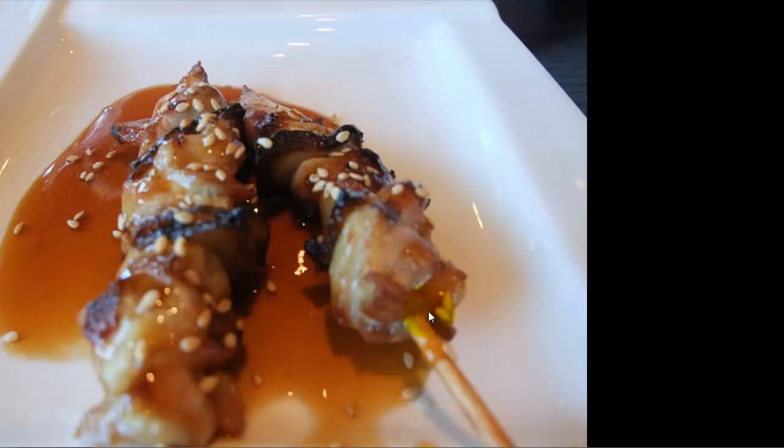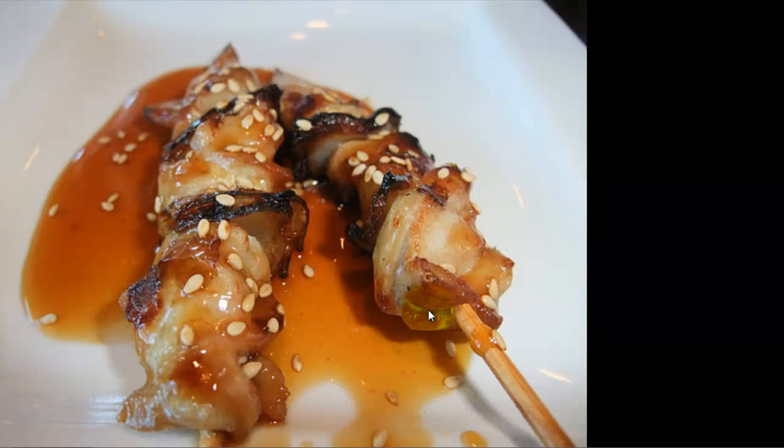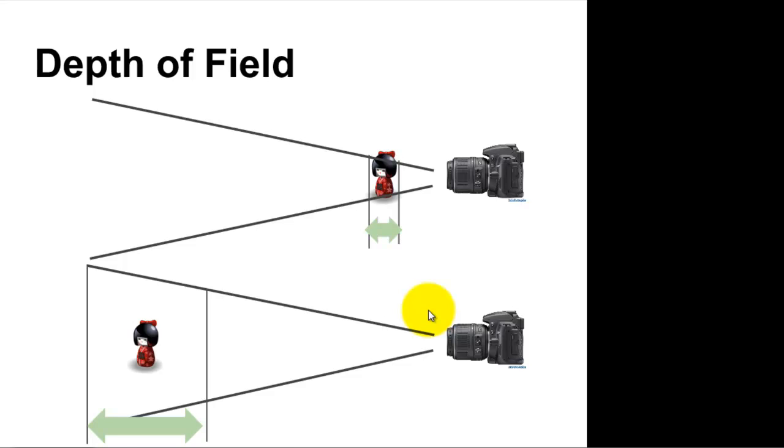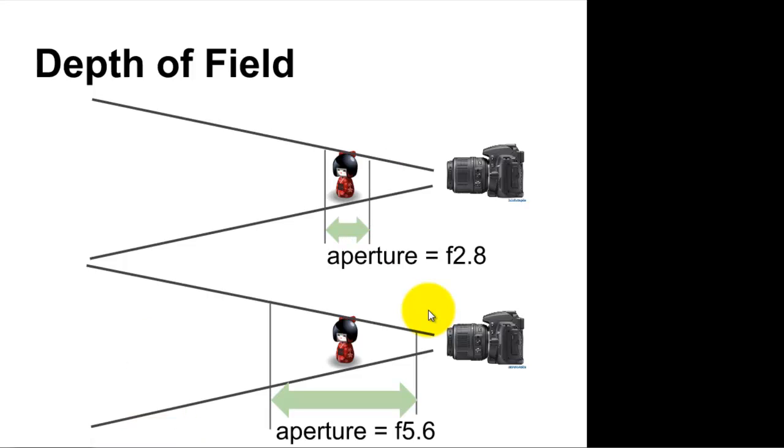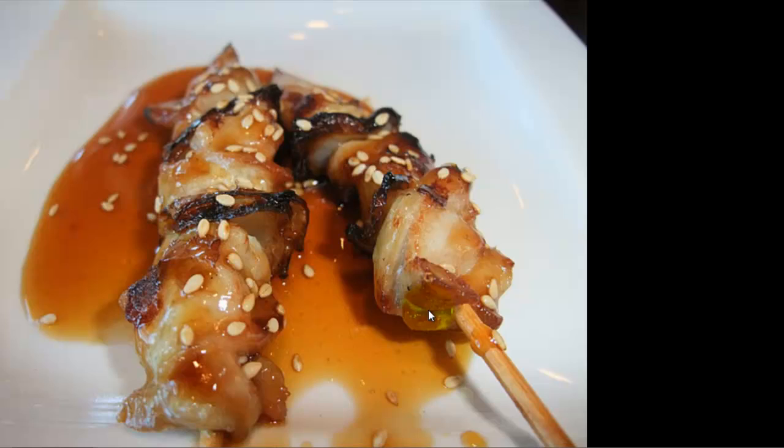In these examples, the aperture I used was 2.8. Even with 2.8, I went really close to the subject. I was probably 5 or 6 inches away from the subject when I took this photo and this photo. So by combining these two techniques, you can most likely accomplish pictures like these.